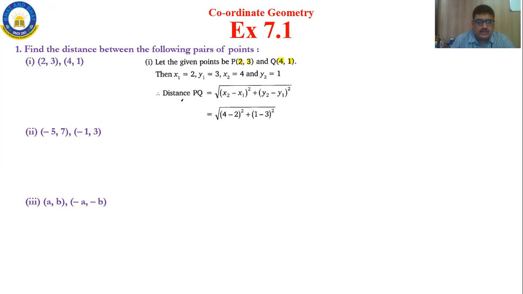In place of x1, I put this here. In place of x2, I take this here. Similarly for y2, and for y1 this. A straightforward substitution. Yes, can anybody tell me the answer? Simplify this. So 4 minus 2, what is this? Under the root, (4 minus 2) the whole square plus (1 minus 3) the whole square. Yes, anybody?